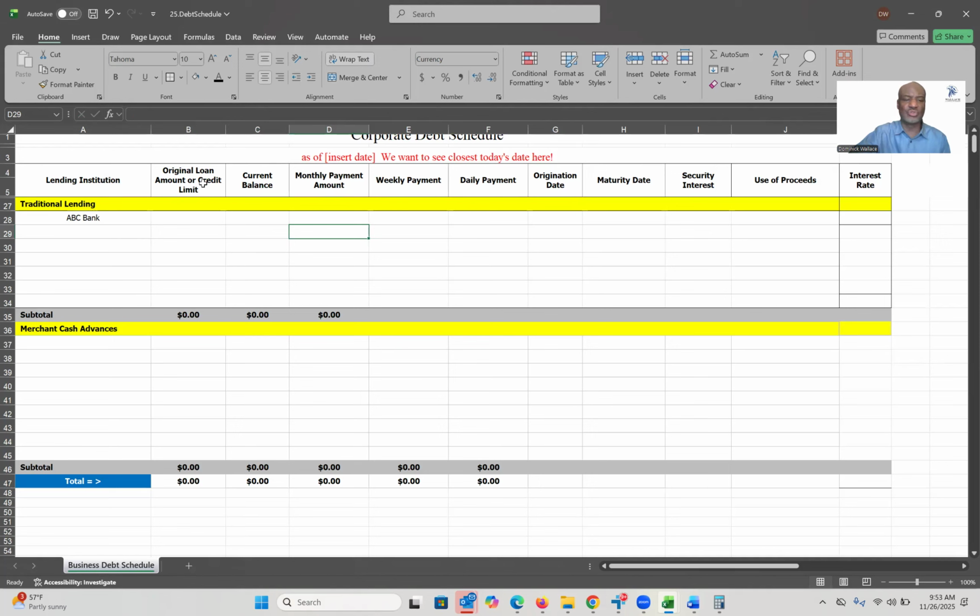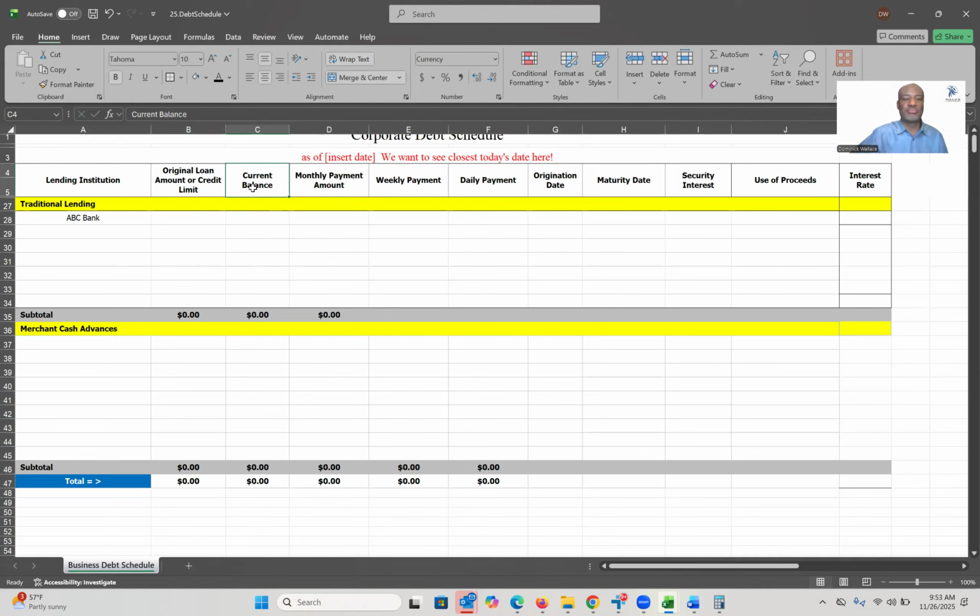And so the original loan amount, line of credit, or credit limit: if it's a term loan, obviously they lent that money to you all at one time at the original date that the funds were given out, right? Now, if it's a line of credit, that would be the maximum that you could charge or pull from that line of credit. So that's what would go here.